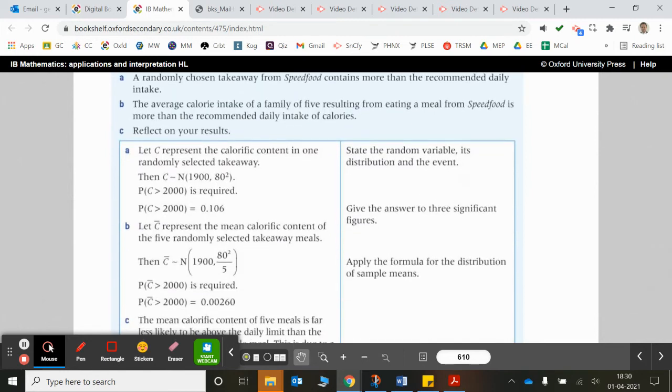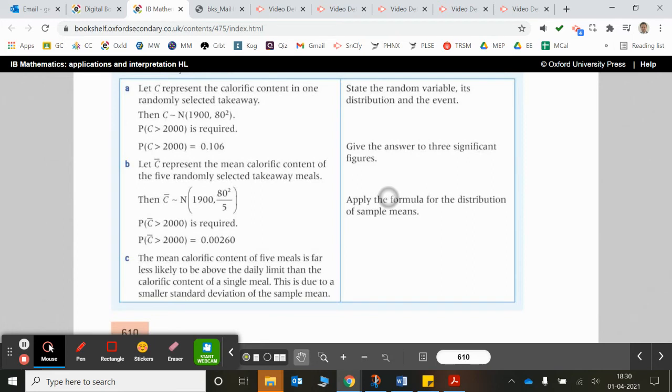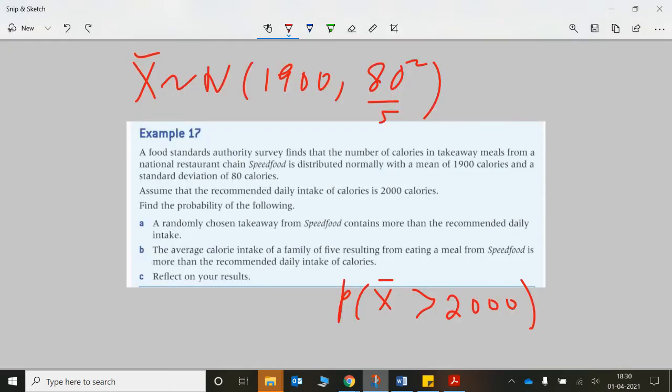Again, you can just use your calculator in this case. We can see in this case we're getting less than 1%. In fact, about a quarter of 1%, 0.26%. Okay, so the conclusion to this one is that the mean calorific content of 5 meals is far less likely to be above the daily limit than the calorific content of a single meal. This is due to a smaller standard deviation of the sample mean. Okay, right, so there we go.